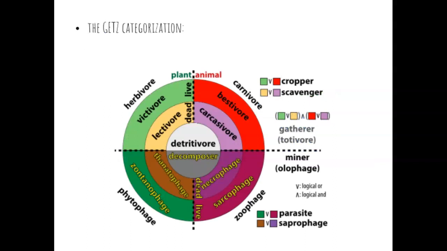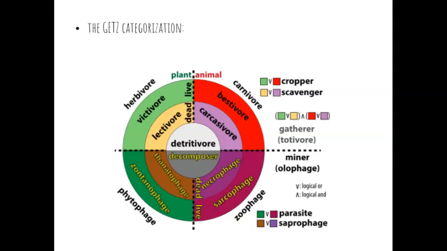For this next slide, I don't want you to panic and think that you need to memorize all of this. I just want to point out to you that trophic levels are not the only way that we can categorize different organisms and different species within a community. So there's also the Getz categorization, which is shown here, and it just gives a little bit more detail on the roles of different things in our ecosystem.